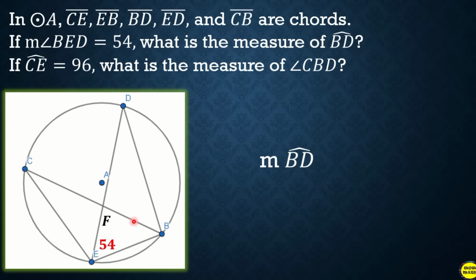So, yung measure ng angle E natin or yung BED natin is 54. So, anong next natin makukuha? Ito, syempre. Kasi since ito ay inscribed angle, so yung sukat ni DB ay twice ng 54 and that is 108. So, therefore, yung sukat ni BD is 108. Next na kukunin natin is yung CE na given. Yung CE natin is 96.